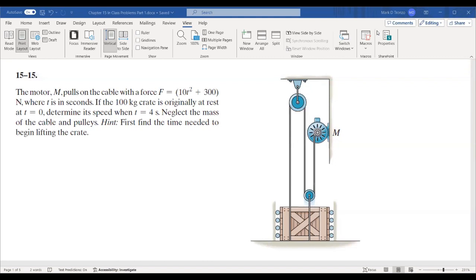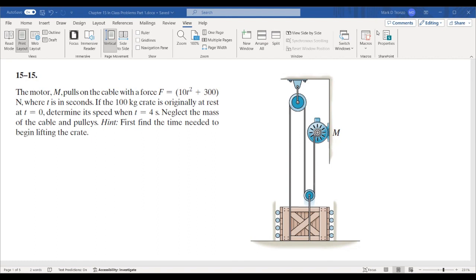Next, we're going to look at this problem, which is 15-15. And this one said the motor M pulls in the cable with a force of 10t squared plus 300 newtons, where t is in seconds. If the 100-kilogram crate is originally at rest at t equals 0, determine the speed when t is 4 seconds. Neglect the mass of the cable and the pulleys. And now here's an important hint. It says first find the time needed to begin lifting the crate.